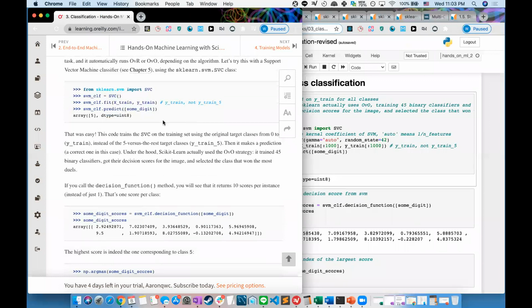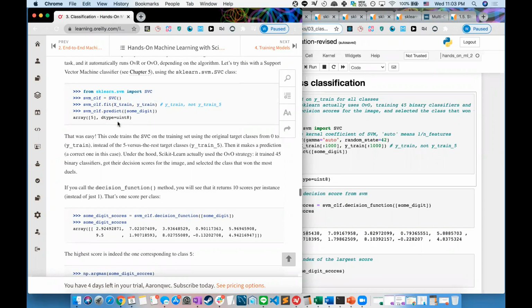That was easy. So right now we're not just doing 5s or not 5s. We're doing all 10 classes, right? So we're just pulling Y-train instead of Y-train 5, and we're just feeding that into SVC.